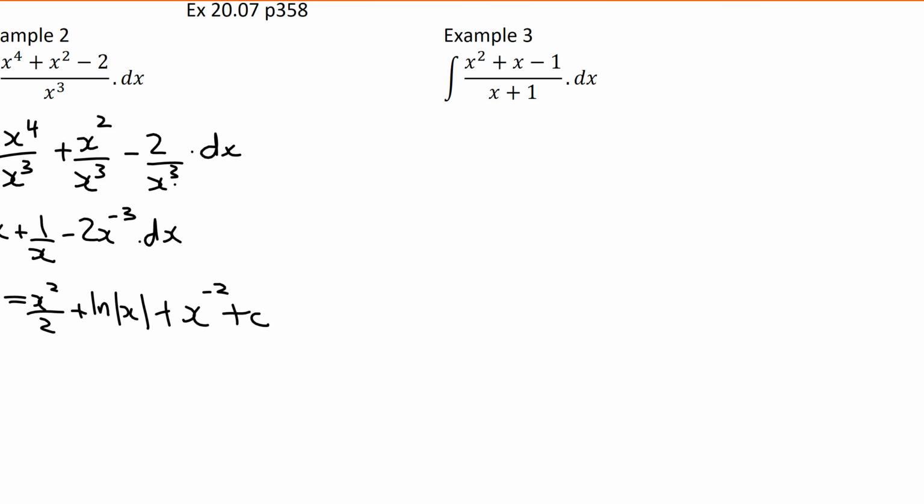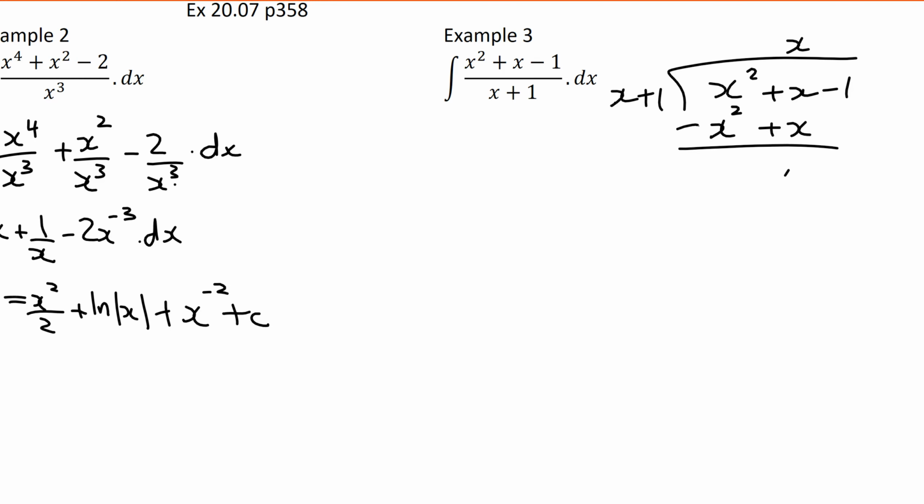To finish that one off, did we have any questions with that one? Was the long division that hard? No. So x squared plus x minus 1, divided by x plus 1: x goes into there, so this is going to have x with a negative 1 remainder. So it goes into x minus 1 over x plus 1.